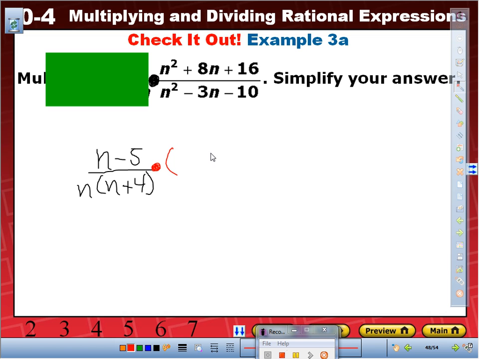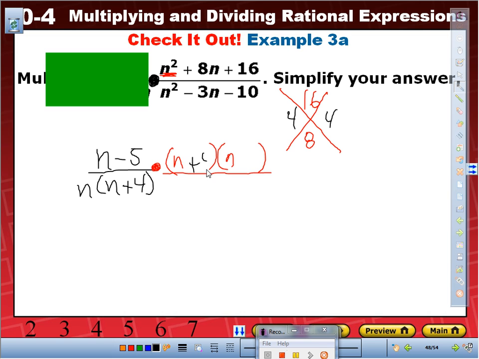I open two parentheses. Get my Power Rangers. We got 16 and 8. And the first term, I factored, that's n and n. So what factors of 16 add up to 8? 4 and 4. So this is n plus 4, n plus 4. I'm done with the numerator.